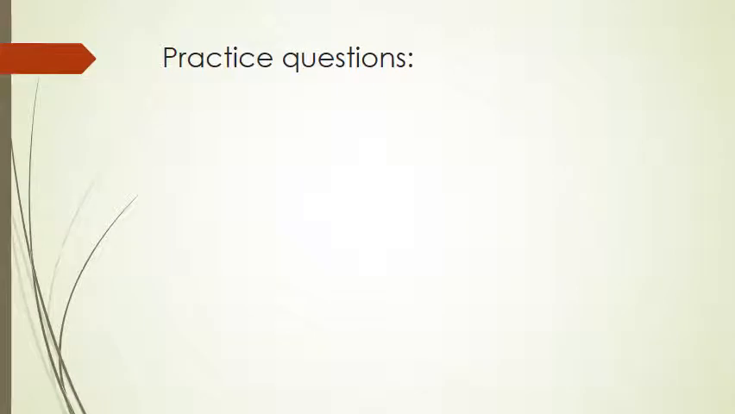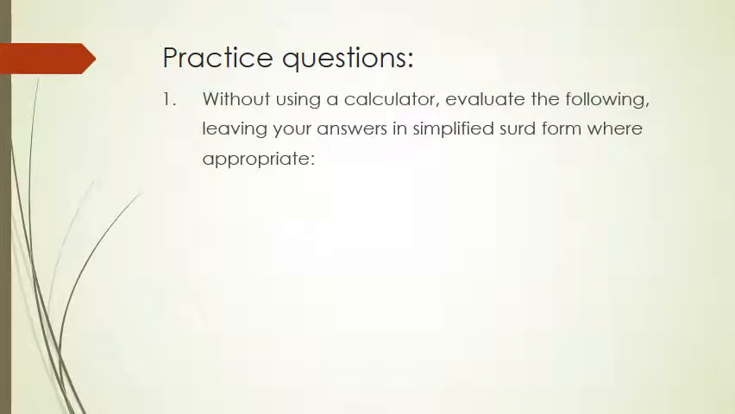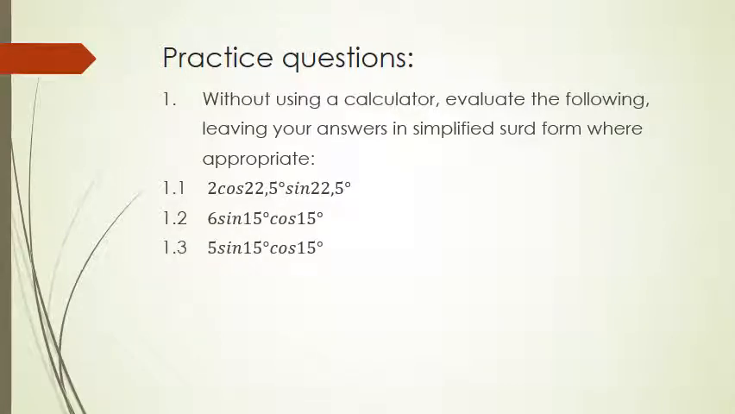Let's now have some questions for your practice. 1. Without using a calculator, evaluate the following, leaving your answers in simplified surd form where appropriate. 1.1. 2 cos 22,5 degrees sine 22,5 degrees. 1.2. 6 sine 15 degrees cos 15 degrees. 1.3. 5 sine 15 degrees cos 15 degrees. 1.4. 2 sine squared 22,5 degrees minus 2 cos squared 22,5 degrees. 1.5. Minus sine 15 degrees cos 15 degrees.